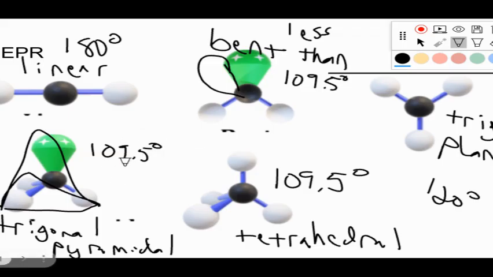So 109.5 for trigonal pyramidal and tetrahedral, because in essence, they have sort of the same structures, just this one has an unshared pair, this one is shared. And then that makes this one be less than 109.5. They just use this as the indicator for those. Those are your 5 main VSEPR shapes.